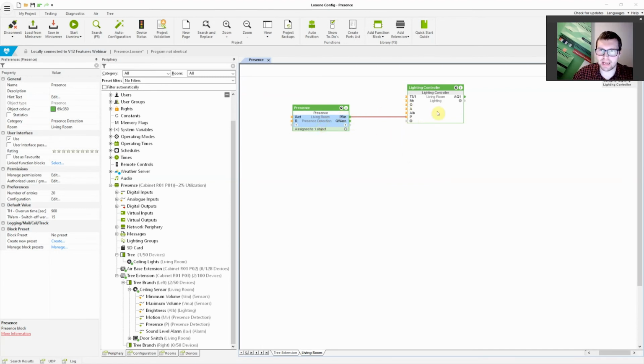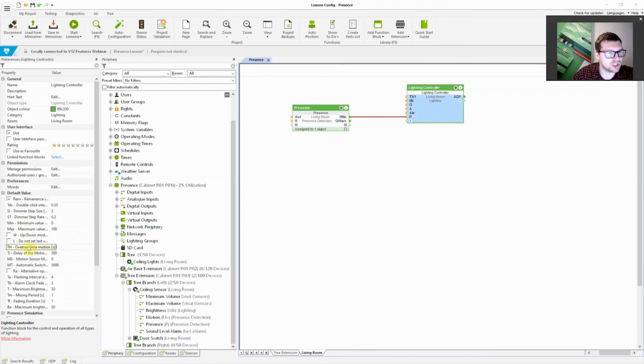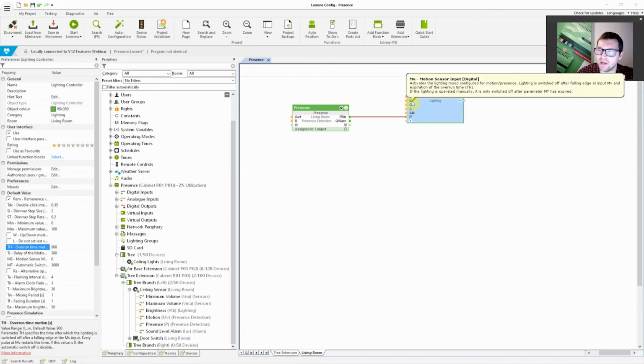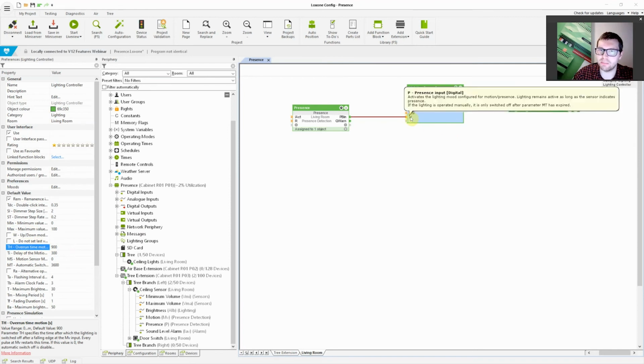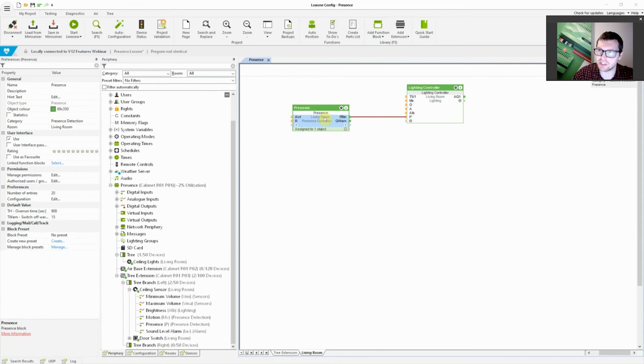The reason being is that the TH parameter that I just mentioned that's built into the lighting controller only applies to MV. The reason it doesn't apply to P as well is because the presence block has its own TH timer built in. So this is now where you define your TH timer for whatever you want it to be. For demonstration, I'm going to set that to 10 seconds and I'm going to set the switch off warning to 5 seconds.